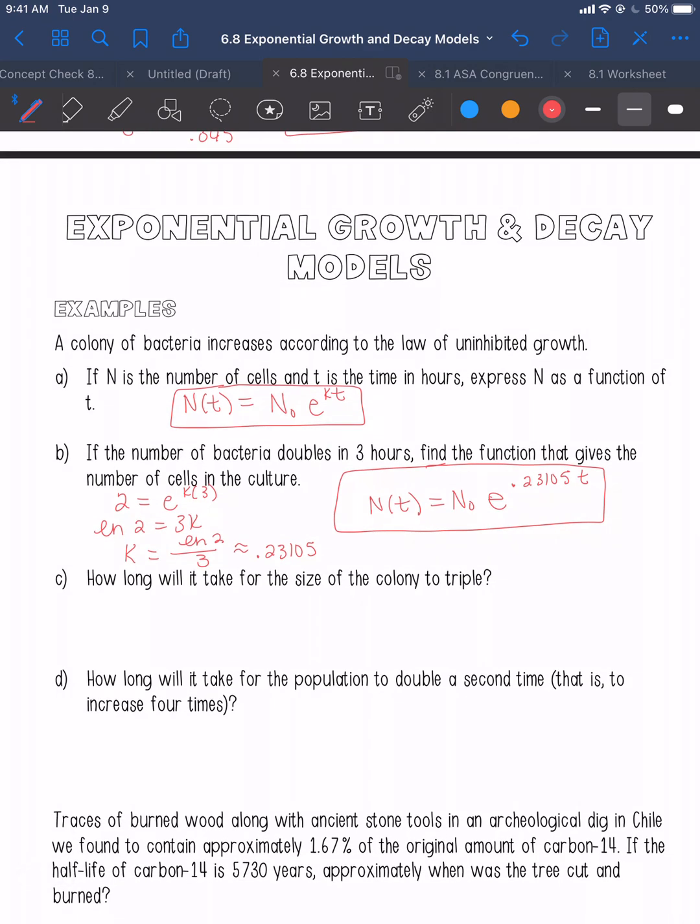How long will it take for the size of the colony to triple? Well, we're going to have 3 equals e to the 0.23105 t, and we are solving for t here, so the natural log of 3 equals 0.23105 t, so t equals the natural log of 3 divided by our k, 0.23105. So t is approximately 4.75, and we're talking about hours here.